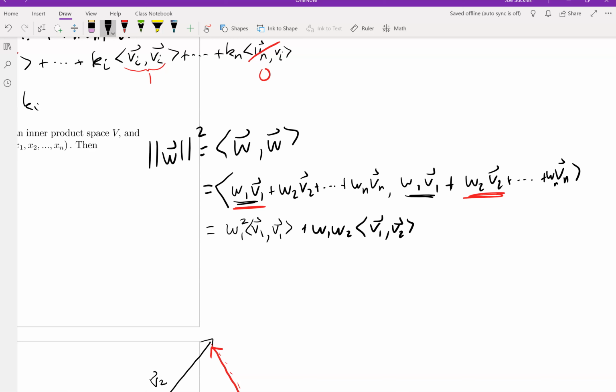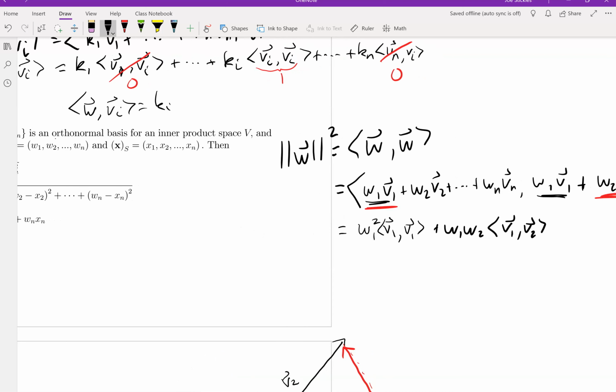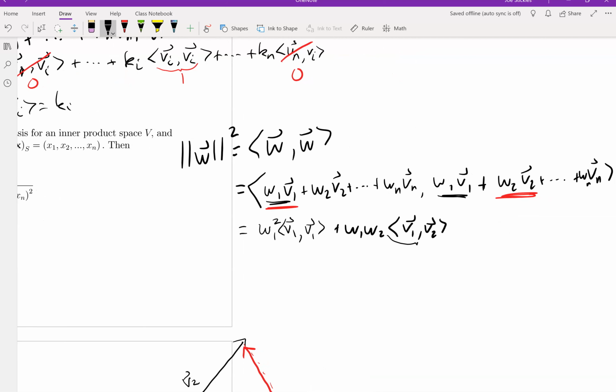Now let me stop there. We have an orthonormal basis. The ortho part is the important part in what I want to emphasize here. The ortho part means all of the vectors are orthogonal to each other. That means that this inner product here is 0. So this term goes away. And notice that when I take this term now and distribute it to the rest of the sum, all of those terms are going to go away. So the only thing that's going to be left is that first term.